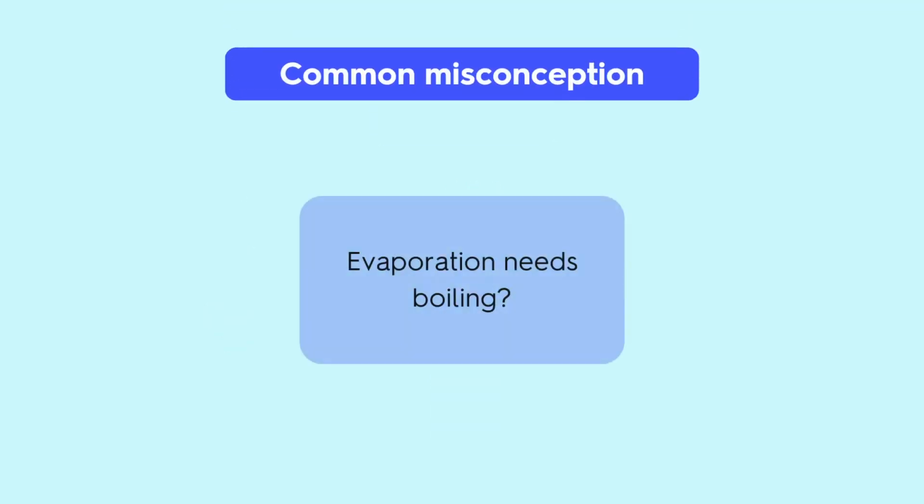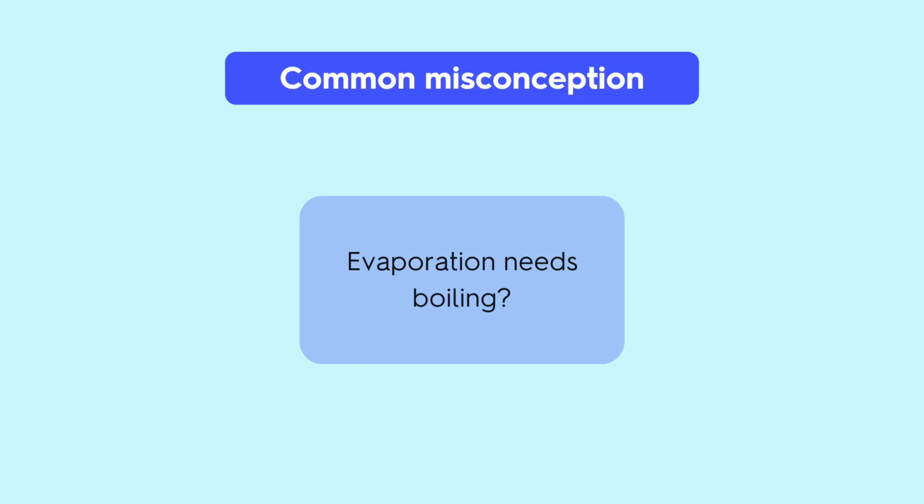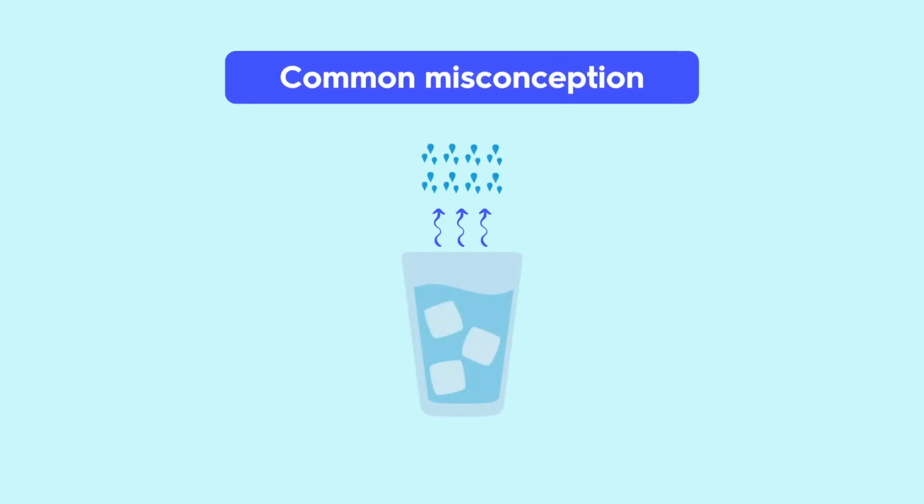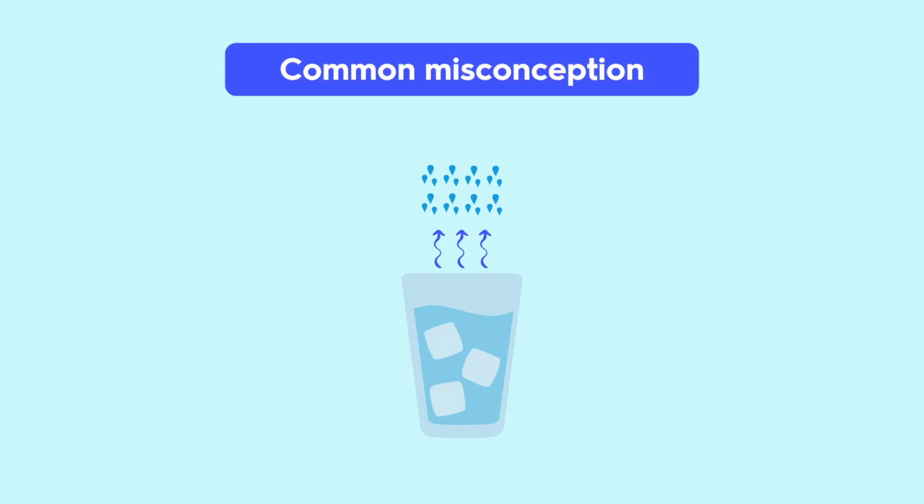Now let's clear up a common misconception. Evaporation does not require boiling. Boiling happens throughout the liquid at a specific temperature called the boiling point. Evaporation, on the other hand, happens only at the surface and can occur at any temperature below the boiling point.